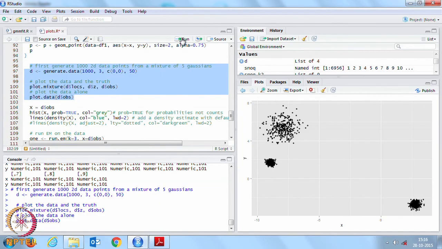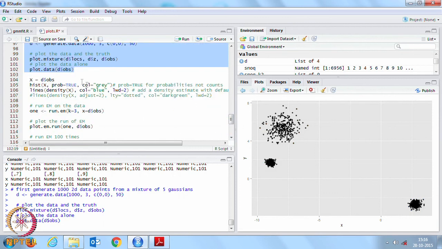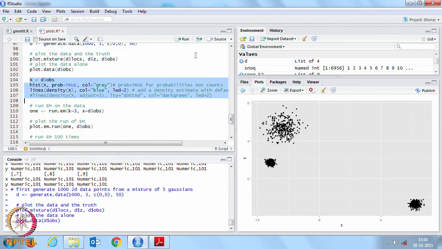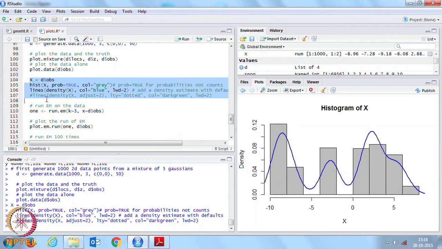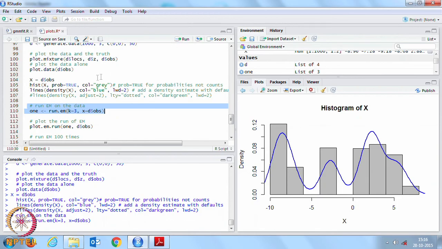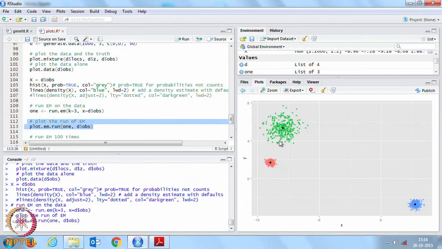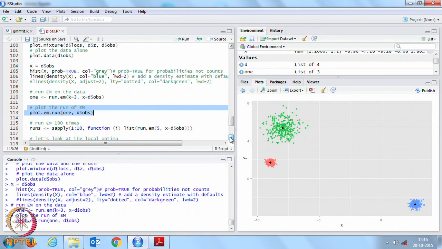Let's take this data. It's generated from 3 Gaussians. These are the 3 Gaussians and their cluster centers. This is what the data looks like. This is the density, and if we run EM once on it and plot it, you see it recovers, well, you have to believe me in this case, but it actually recovers exactly the means and covariances the way it was generated.